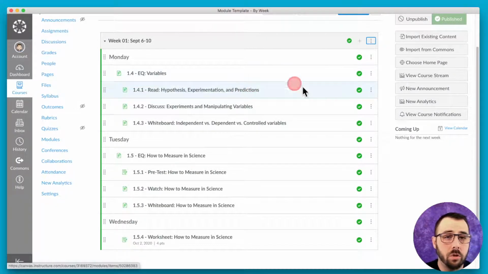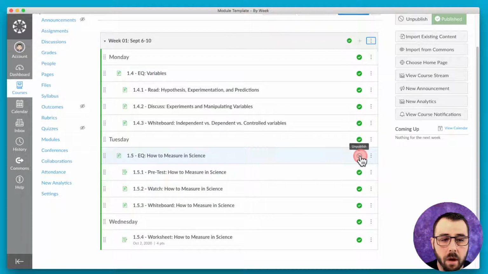But you can still do the methodology of only publishing what you are coming to at that time. So maybe I've left Tuesday and Wednesday unpublished until I actually get there. As well, you can continue to unpublish modules later on in the year if you're getting to 15, 16 more than you want to have on the module page.